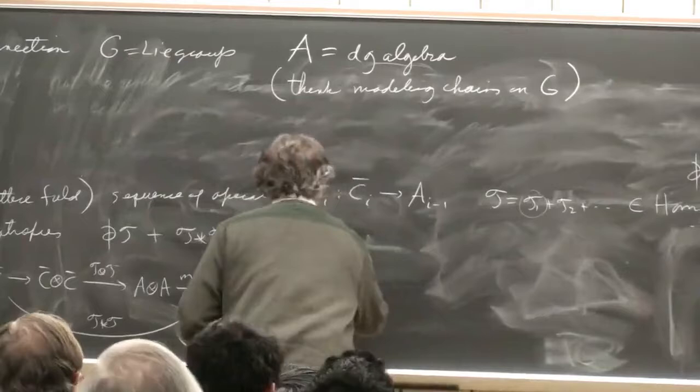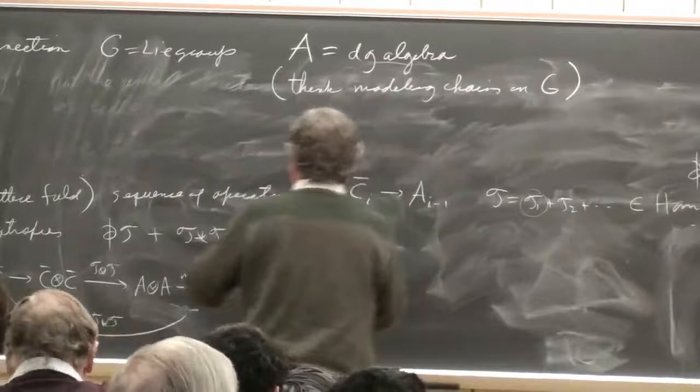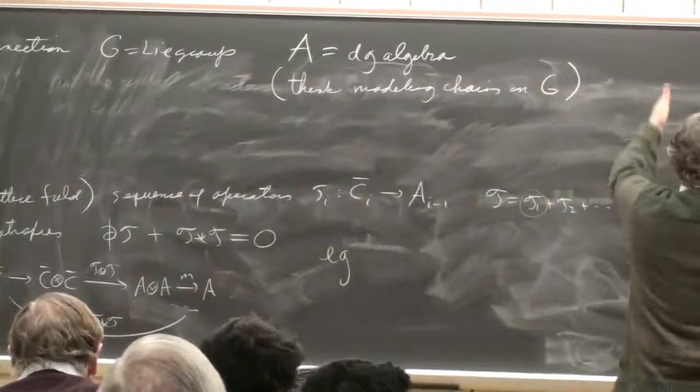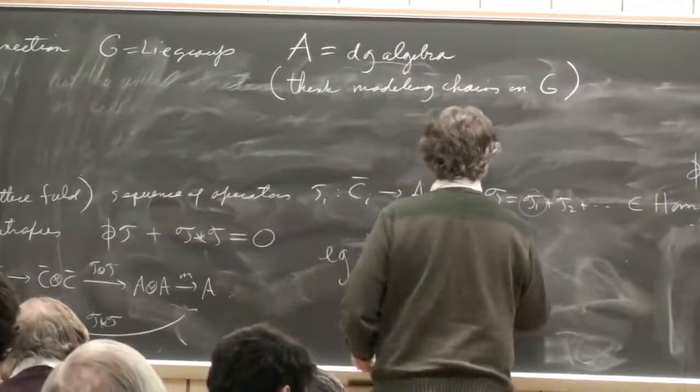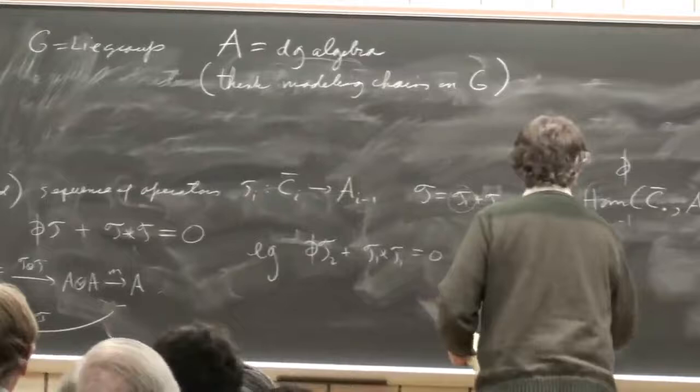For example, you expand this all out, take the differential, multiply, you get a sequence of quadratic equations. Now let's look at the first one. It says boundary of tau 2 plus tau 1 star tau 1 is equal to 0. So we put in a 2 simplex. Tau 2 eats a 2 simplex. So let's put in a 2 simplex.